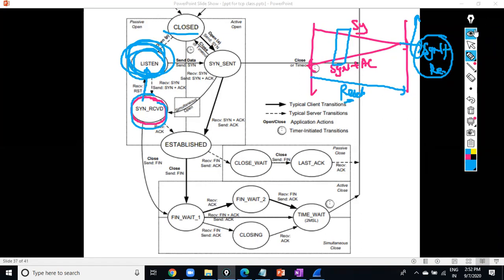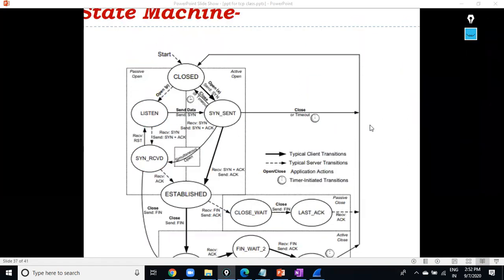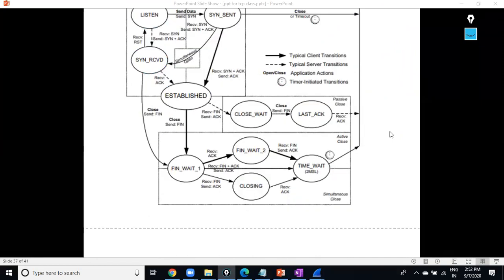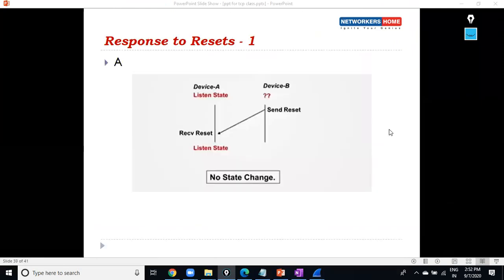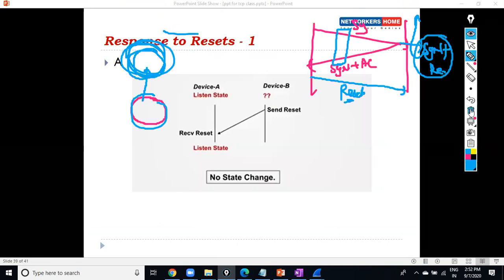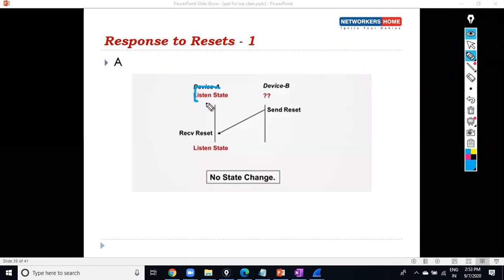This one. Okay, so in your response to reset one, I was in the listen state, device A was in the listen state. Okay, from here they sent what? Reset here, receive the reset, and now again in the listen state.